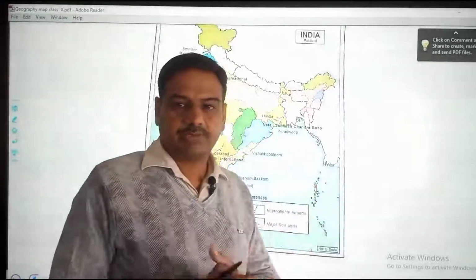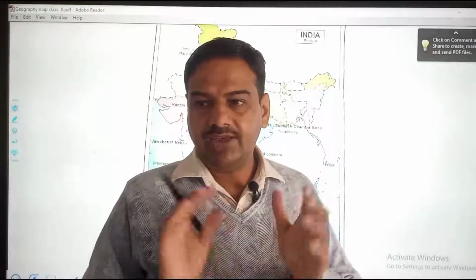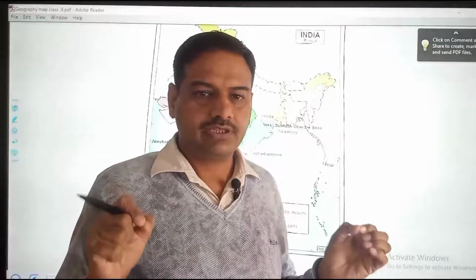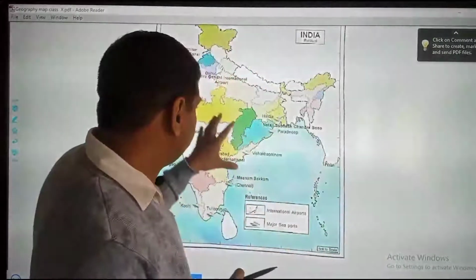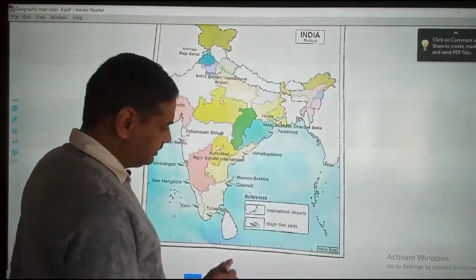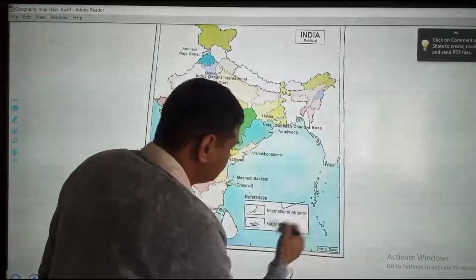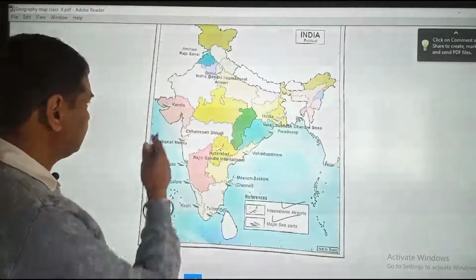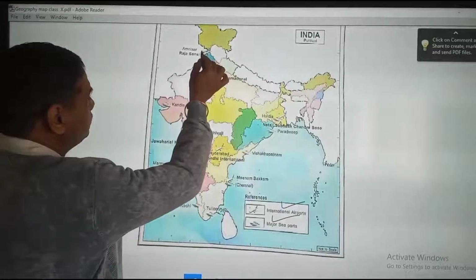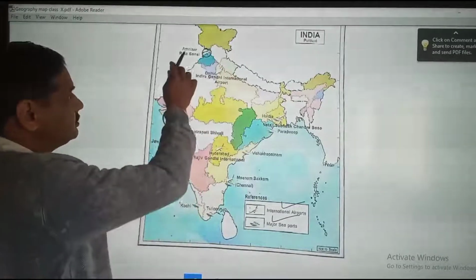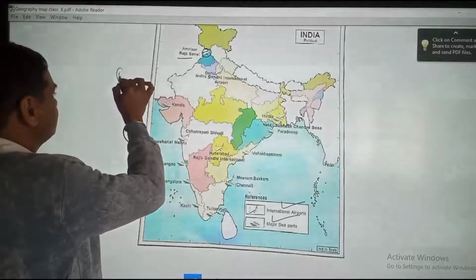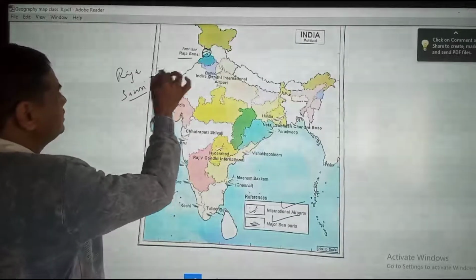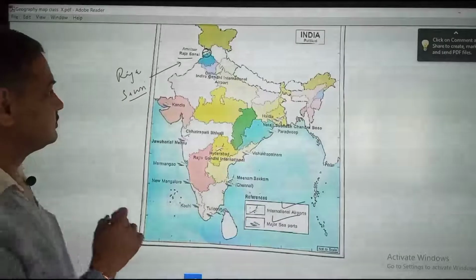Then comes the last chapter, lifelines of the national economy. In this chapter, the prescribed map items are mainly international airports and major seaports. Look at this first airport, in Punjab. This is known as the Raja Sansi Airport, in Amritsar.